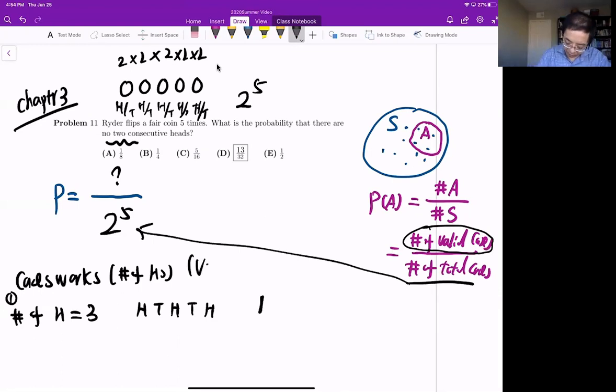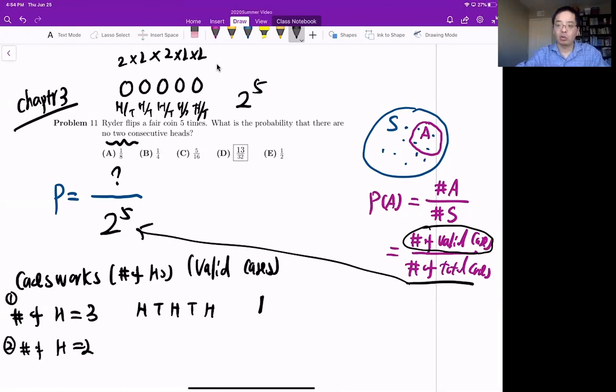So these I call valid cases. Now the second scenario is the number of heads equals 2. Now this is reduced, so that means the number of tails is 3. So you have 3 tails and 2 heads. You need to make arrangements so that the 2 heads are not adjacent to each other.